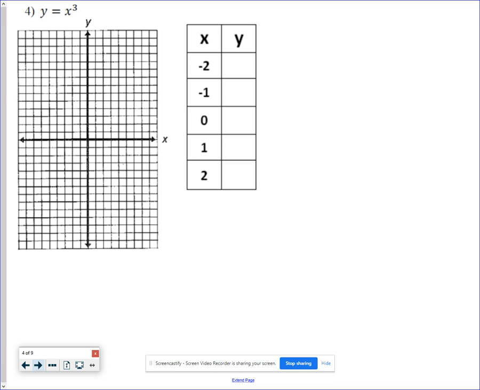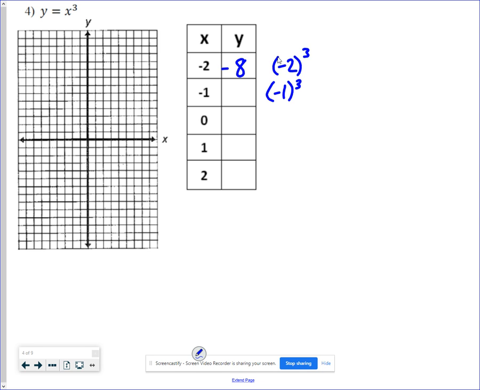All right, number 4 from the worksheet also, I thought maybe we should just do this one right away. When I have something cubed, this is called a cubic function or a cubic graph. When I have -2 cubed, that's -2 times -2 times -2. That means there's 3 negatives, which will give me a negative, and 2 times 2 is 4, times 2 is 8.